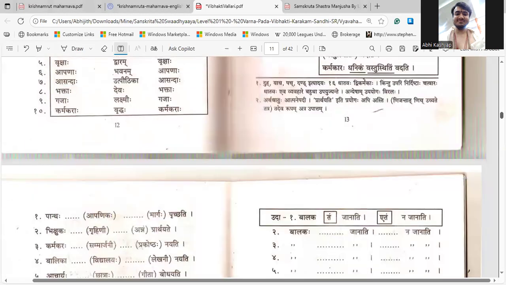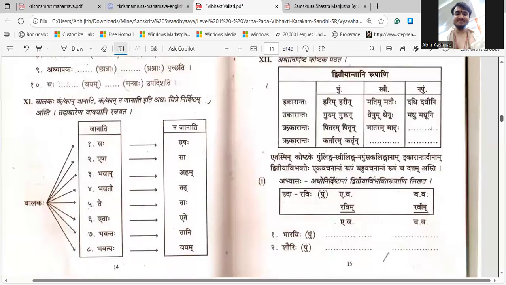Now, when we go to the 11th exercise, we have to know some pronouns. Pronouns, we know them in English as he, I, we, etc. So in Sanskritam, what are the equivalents? Sarvanama Pada, they are called. Pronouns are also called Sarvanama Padas. So Sarvanama Padas are very important for us to understand. But we'll first understand the meaning.